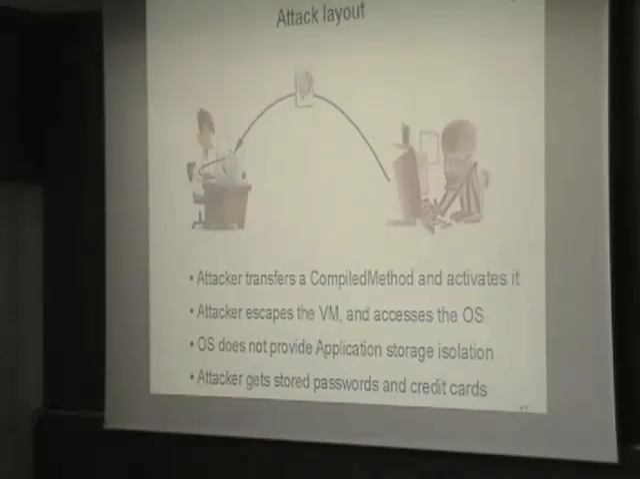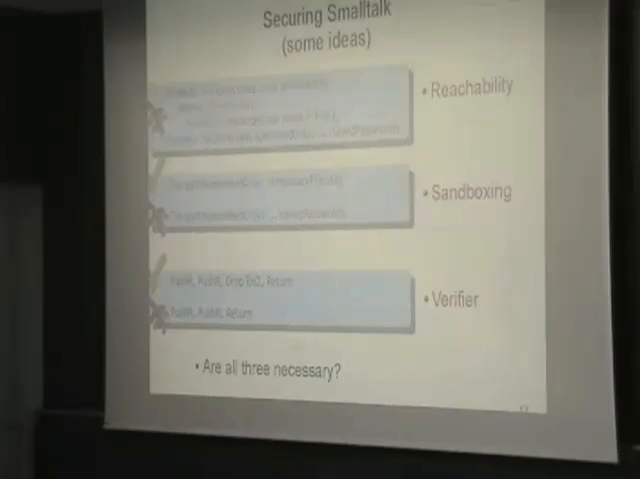So if the attacker can break out of the VM, he's going to be able to access all the files in the file system and quite likely escalate through a privilege escalation bug of the OS to root or administrator. So, yeah, the attacker gets all the fun. So how do we go about solving this? I don't really know, but let's try a few things.